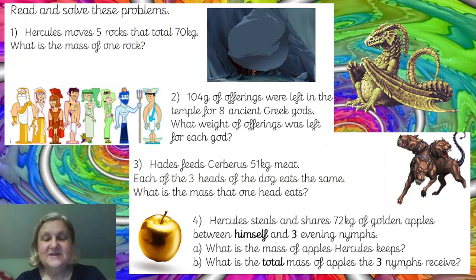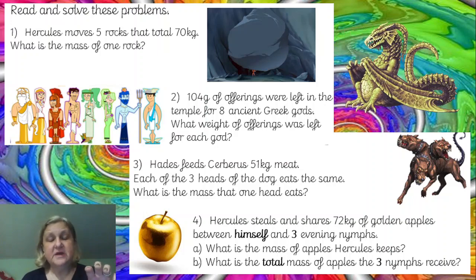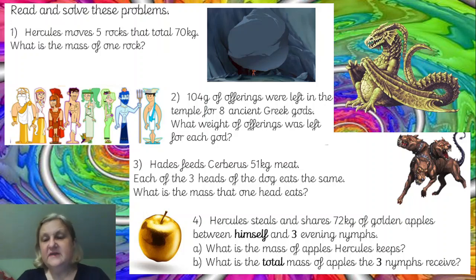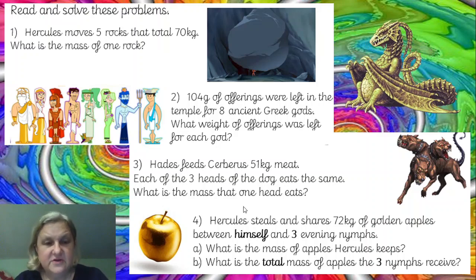Okay, so they're all simple questions, apart from this last one, which is finding the mass of the apples that he keeps and finding the total mass of the 3 nymphs. So you're going to have to find out what one would be. Okay, so dividing it, and then you can use that to find out what the equivalent for 3 of them would be. So have a look at that. It's the only one with 2 steps on it.